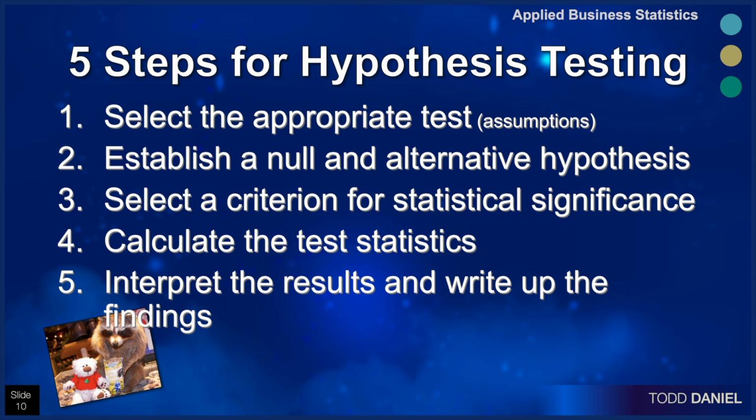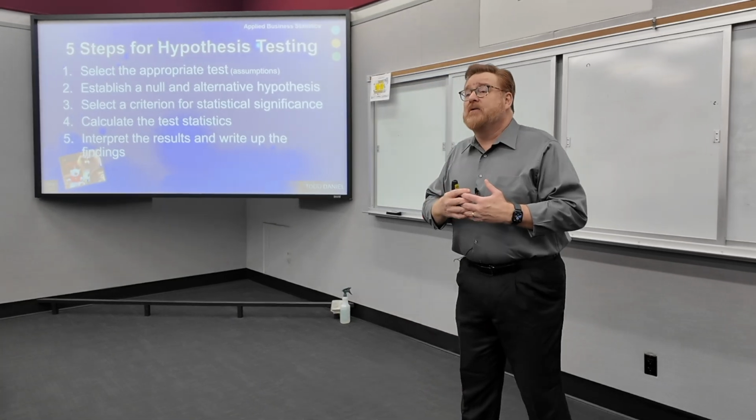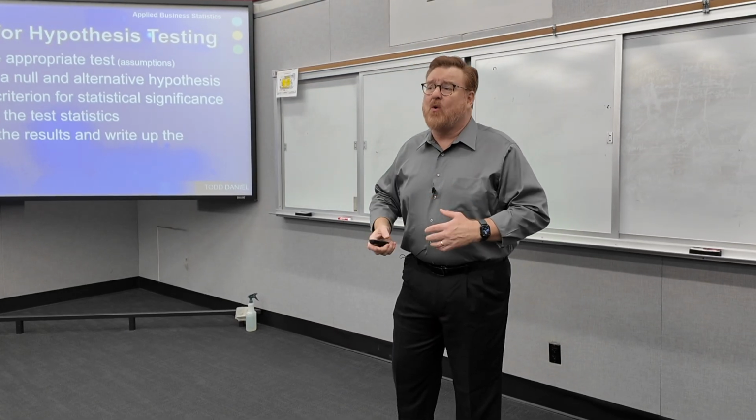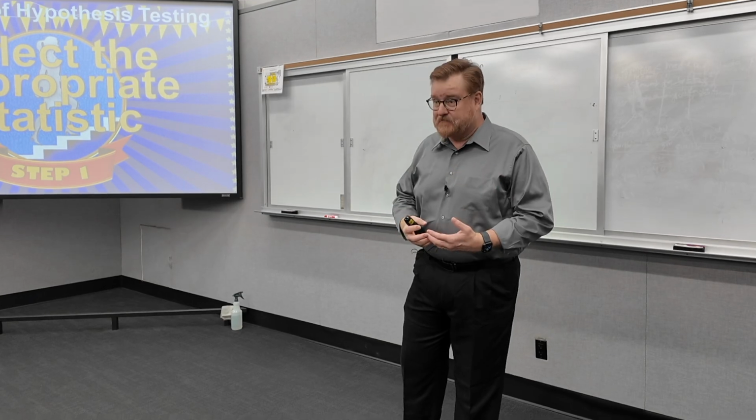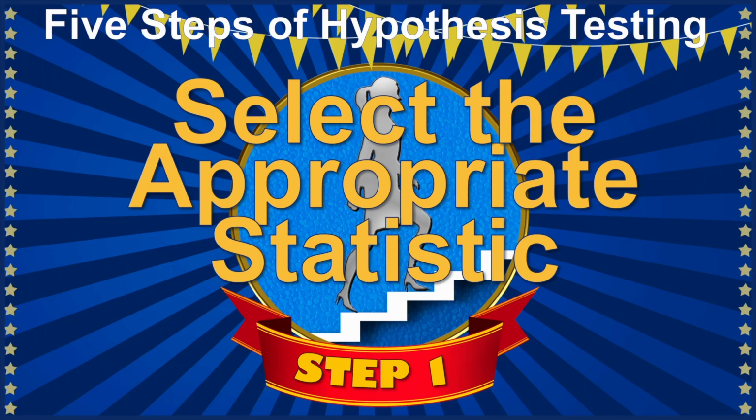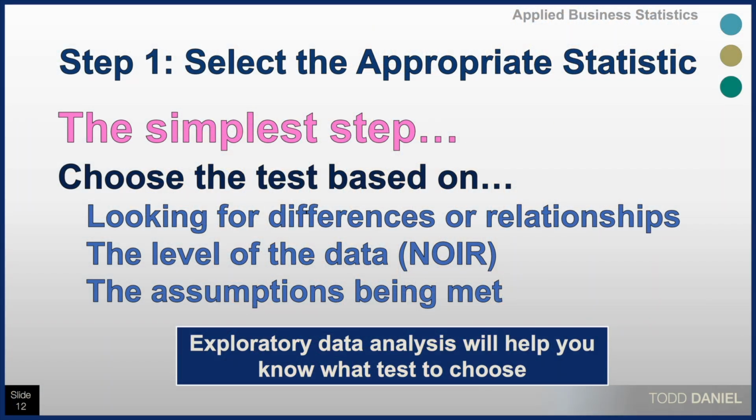We look at the results that we got from our statistical software, and we make a determination: is that difference better explained by random chance or by an effect? For step one, we choose the appropriate statistic. And there are a few things that we should consider as we're making this choice. This is actually going to be the simplest step of all of them that we're going to do.